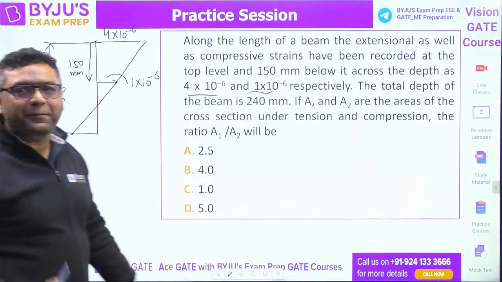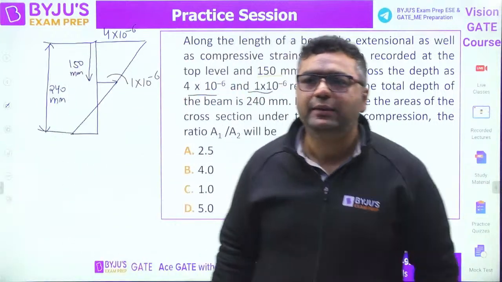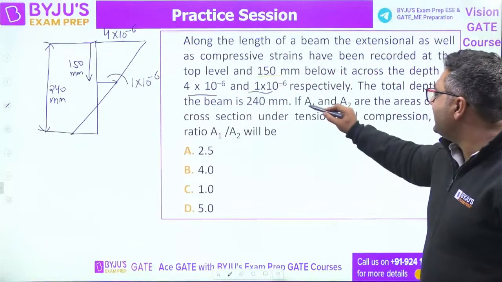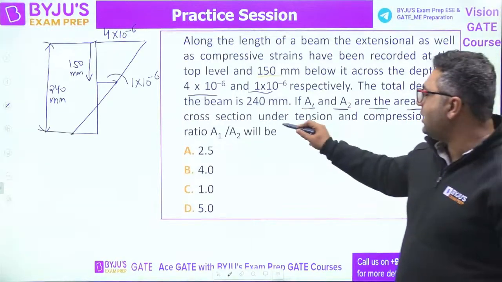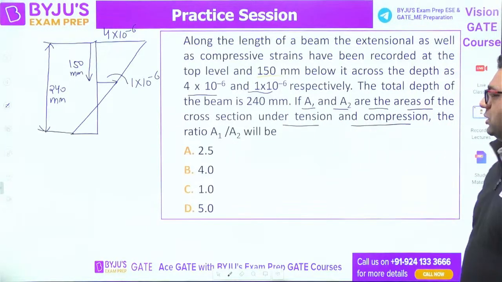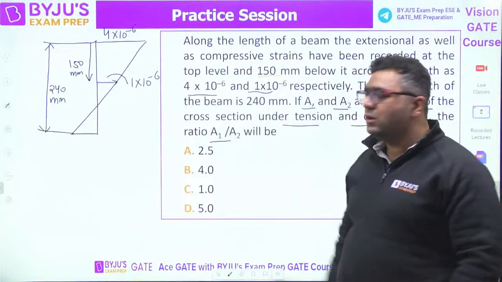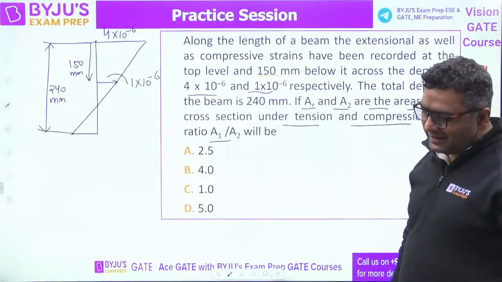You know this is from the bending. Yes. So let us see. They are saying if A1, A2 are the areas of the cross section under tension and compression, then the ratio of A1 to A2 is, okay, that is asked.